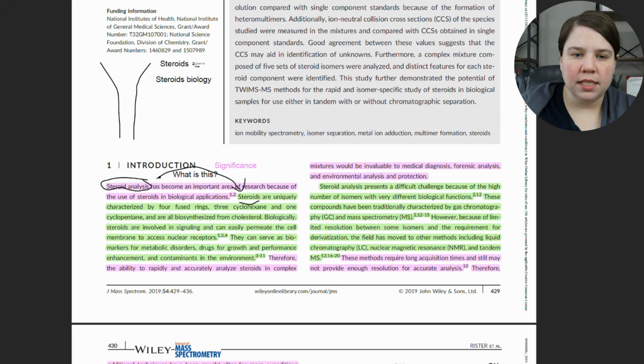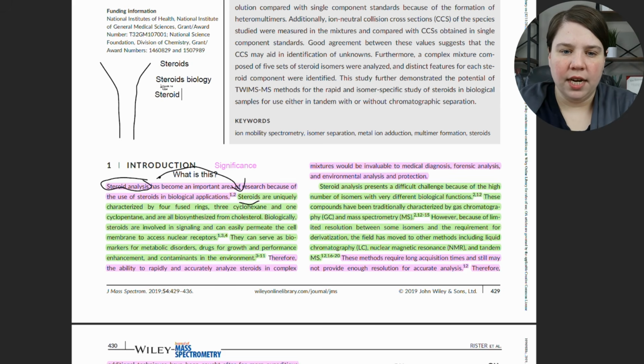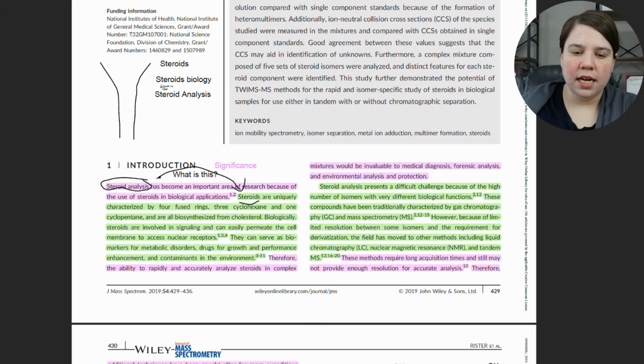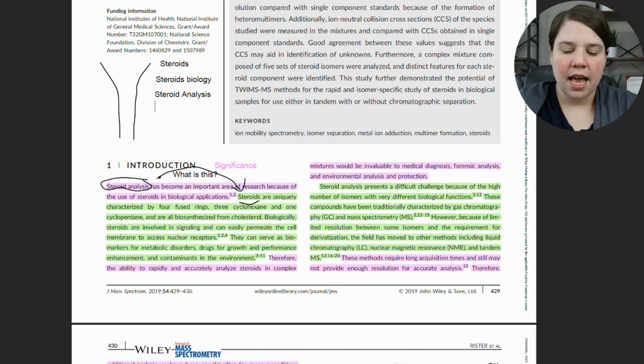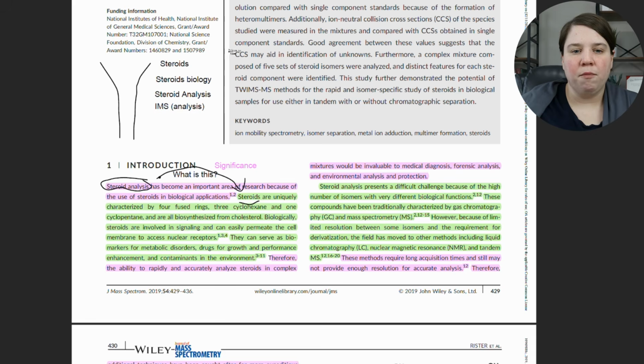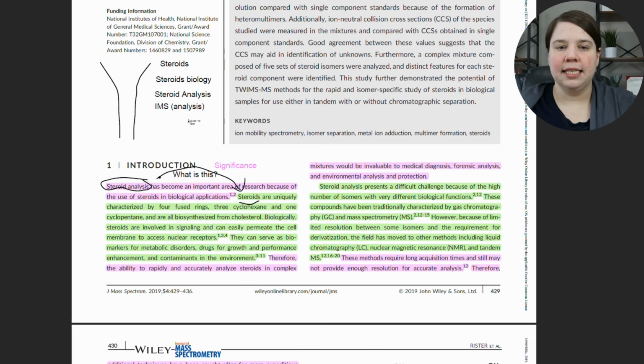So we talked about steroids, we talked about steroid biology in here, and then we're specifically going to do steroid analysis there. And then we do the different types of steroid analysis, and then we're going to go to a specific analytic technique. And so we're going to talk about IMS, which is an analysis. So you can see that these themes have been lined up in a way that we're talking about each one as they connect to each other.